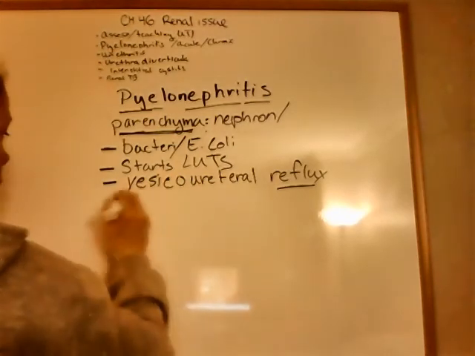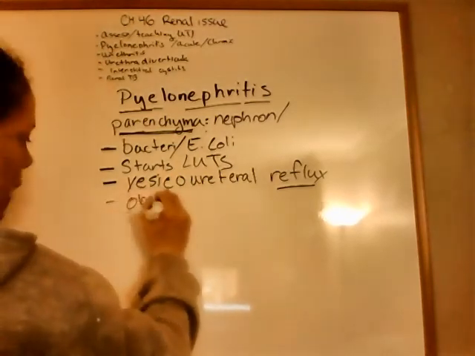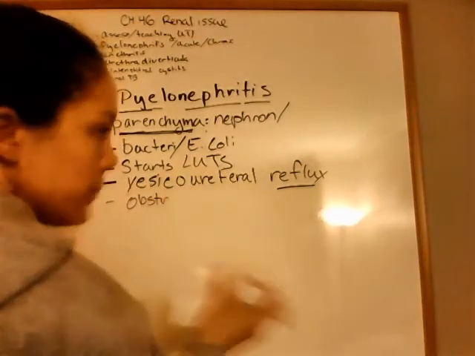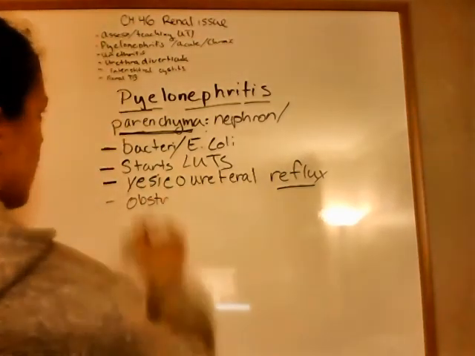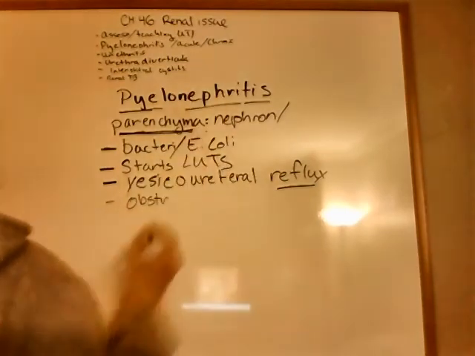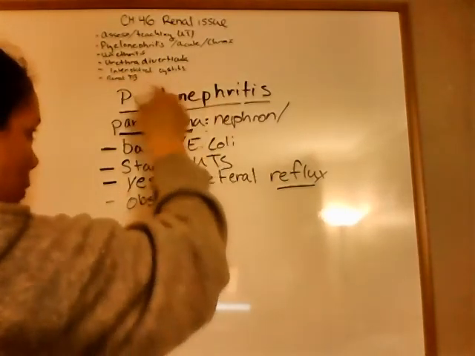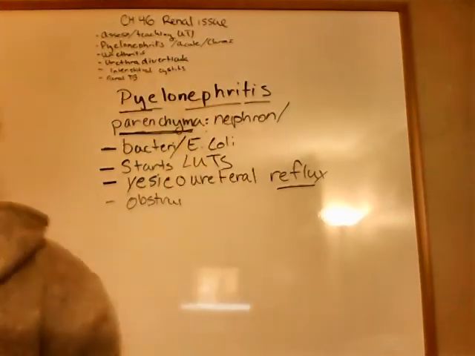All right, the other cause is obstruction. So if I have a kidney stone and I have a buildup or the holding of the urine, then that's going to cause this pyelonephritis. But again, remember, it is the inflammation of your functional unit, your nephron. All right.